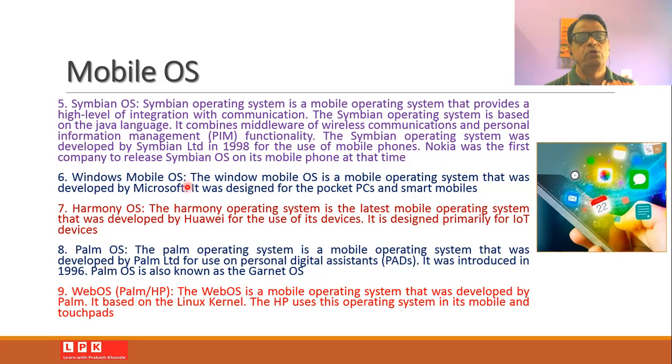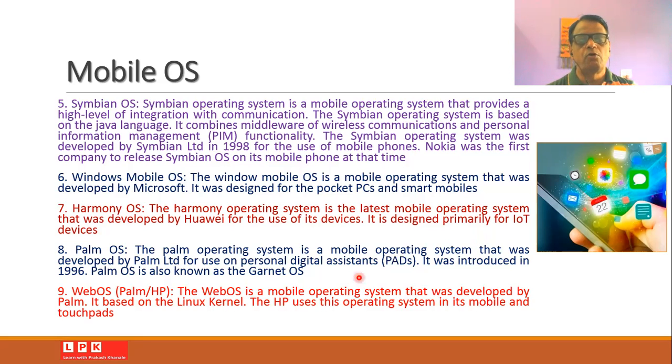Windows have also attempted to develop a mobile operating system called Windows Mobile OS, and that was developed by Microsoft, and it was designed for pocket PCs and smart mobile phones. Harmony OS is another operating system that was developed by Huawei. This is another company or organization which plays a big role in providing mobile devices. It was preliminarily developed for IoT, Internet of Things devices.